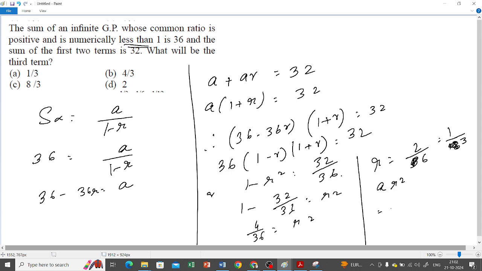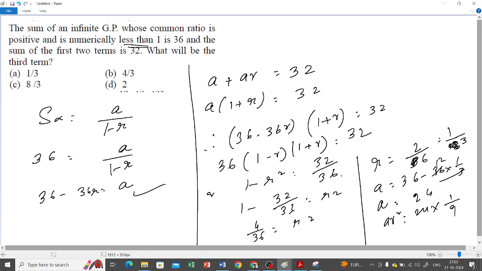Now the question is what is A? I need to find out A. So let me pull up this equation again. A is equal to 36 minus 36 into 1 by 3. That is A is 24. Now what will be the third term? The third term is going to be AR square. 3 3s are 9. 8 by 3.